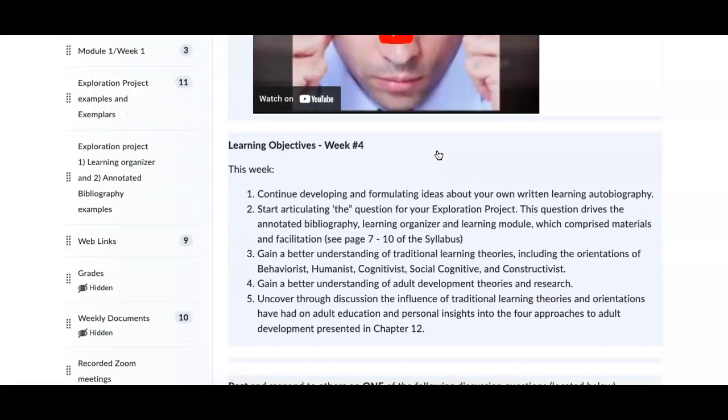Week number 4, objectives. Now the objectives tie with the course outcomes. Continue developing and formulating ideas about your own learning autobiography. Don't really need to do anything about that. Start articulating the question for your exploration project. And I've had a discussion with a couple people in the class about their particular project. They've been thinking about it. This is the project that you will develop and then present later on in the course.